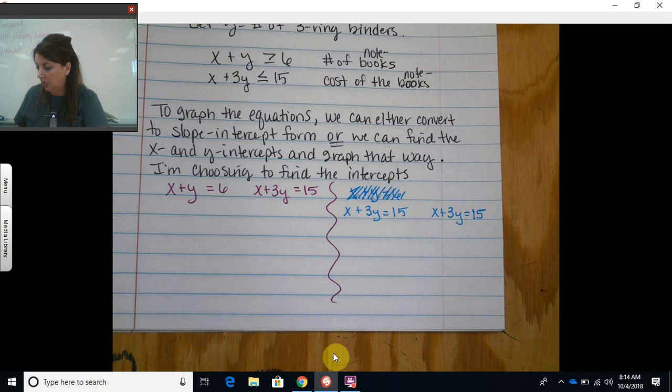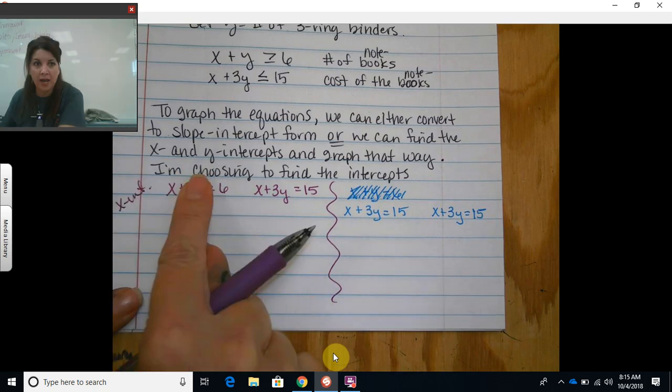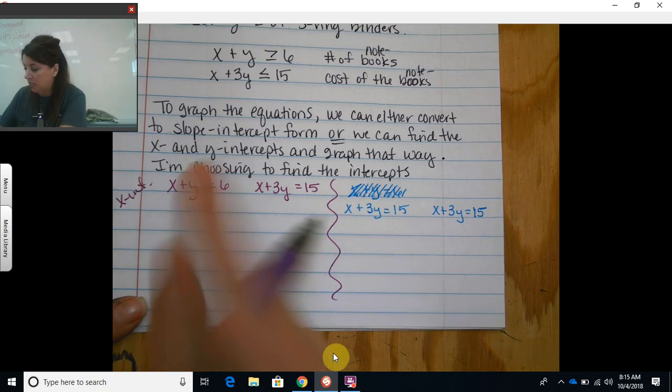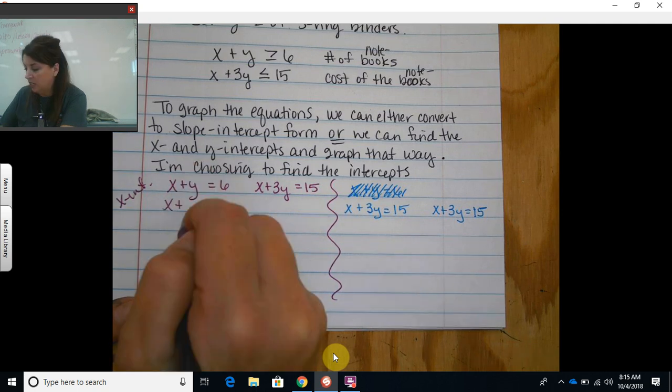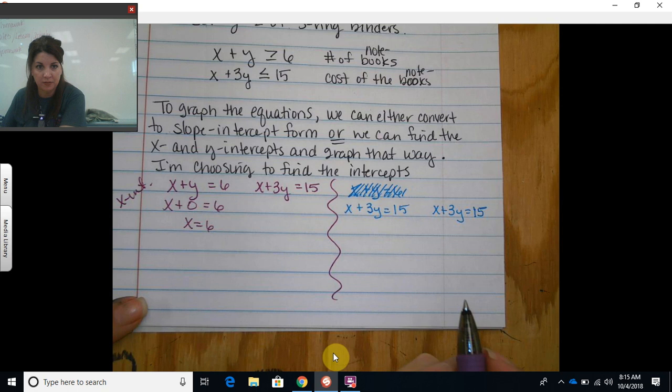Okay, so if I want to find the x-intercept, we know every ordered pair on the x-axis will have a y value of 0. So that means we say when y is 0, what is x? x will be 6. So the x-intercept on my first line is 6.